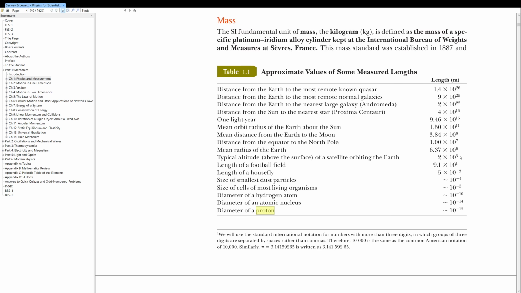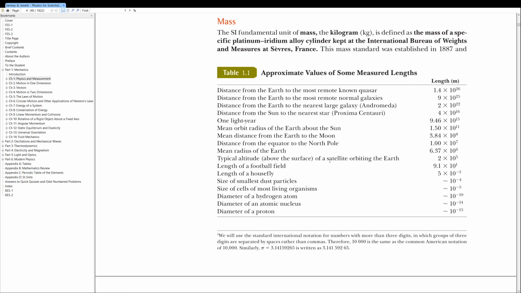And let's go bigger than a football field. If we have 2 times 10 to the 5th, so that's 200,000. So 200,000 meters, right? Or we would say 200 kilometers, right? That's the altitude of a satellite orbiting the Earth, okay? And then 6.37 times 10 to the 6, so that'd be 6.37 times 1 million. So 6.37 million meters is the mean radius of the Earth.